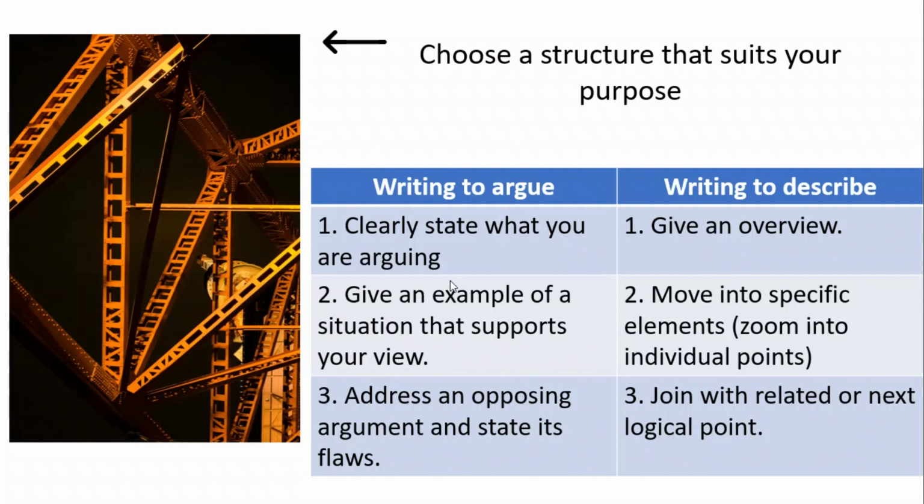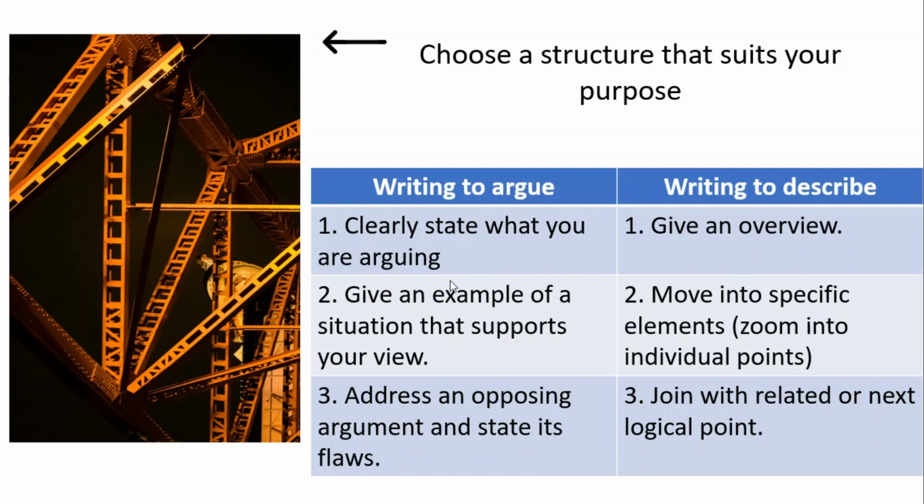So with writing to argue, we've got our viewpoint, but with writing to describe, we give an overview. If we were to give an overview of a theme park, we might start writing to describe a theme park. We'll start with an overview, talking about it in general, then we'd move into specific elements, like different rides, different attractions. And then number three, we'd just try and follow that in a logical order. Whereas writing to argue, you're looking for a much more obvious start. You've got to make your point of view very, very clear. Whereas to describe, you're just trying to give the information in as logical an order as possible.